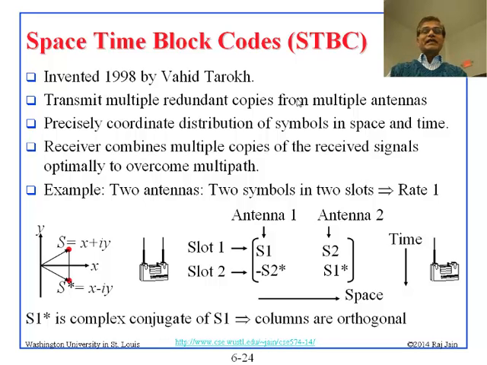So this is called space-time block codes. Now, the example that I have given here is 2 antennas, but obviously it is not limited to 2 antennas.